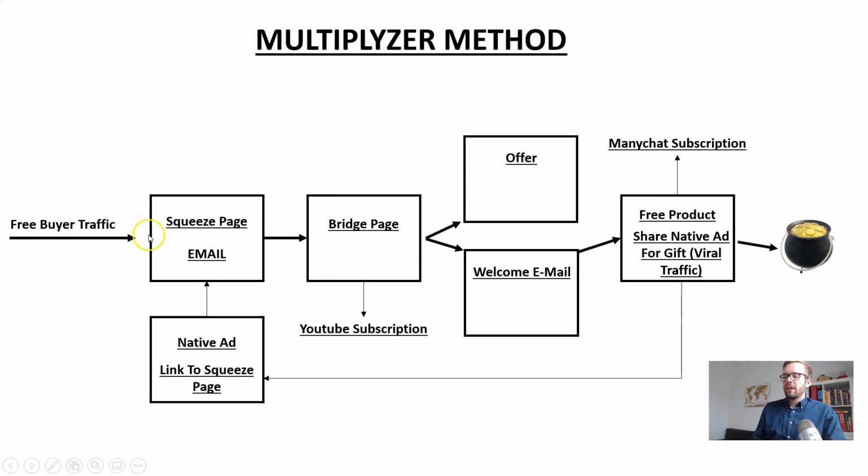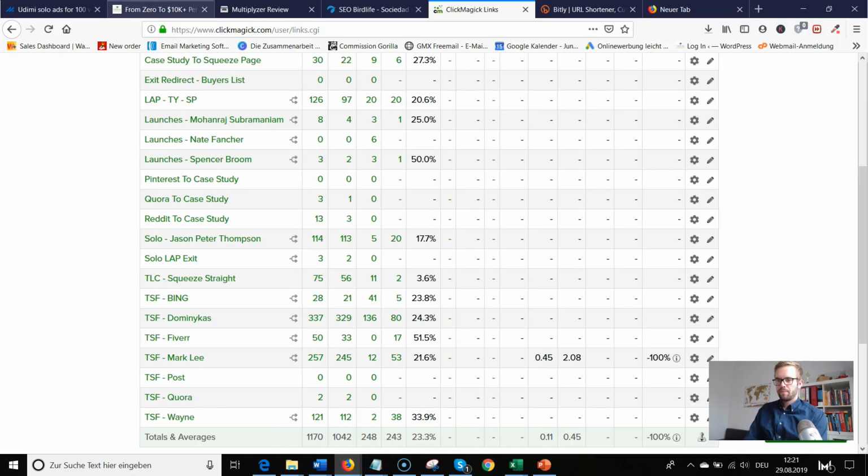Free buyer traffic, and then you get through this funnel, get your YouTube subscriptions, get your email subscriptions, get an invisible offer to pay for the traffic, get a welcome email, and get the free product. Make them share it, make them go to your ManyChat, and then their friends will go back to the squeeze page. Very powerful stuff. I have a training I created on my own. I will go into it in a few minutes after I show you my squeeze page and tell you how we get free buyer traffic, okay? So let's have a look at my squeeze page.